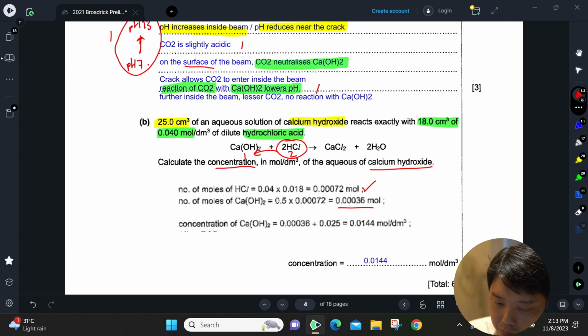Once you have the number of moles, you know that concentration equals number of moles over volume. Since we have the volume and we just calculated the number of moles, you just divide the number of moles by the volume, and you will get your concentration. Okay, so there you have your answer.